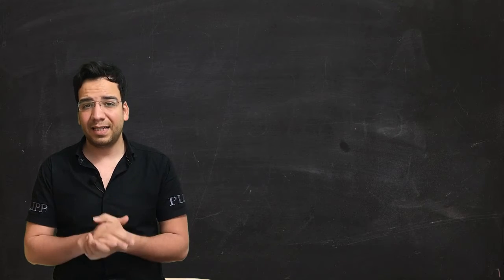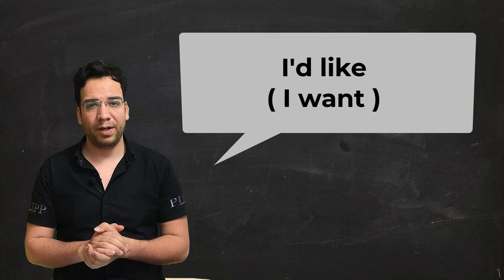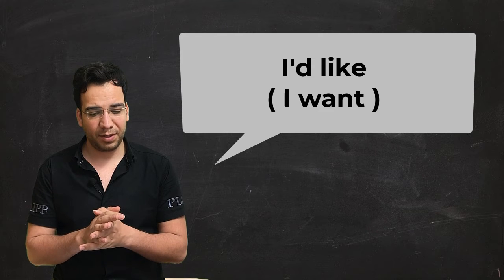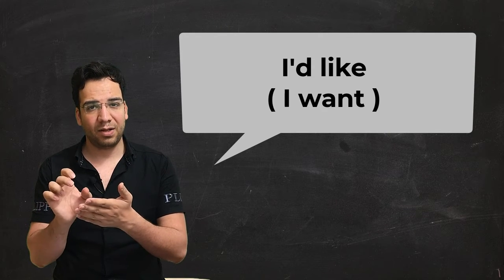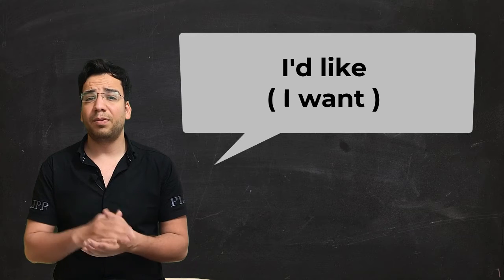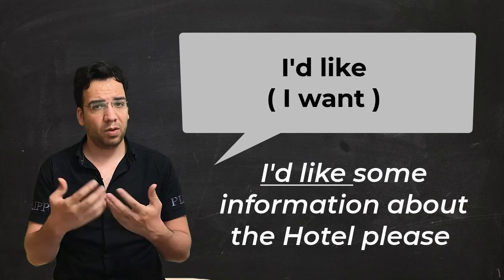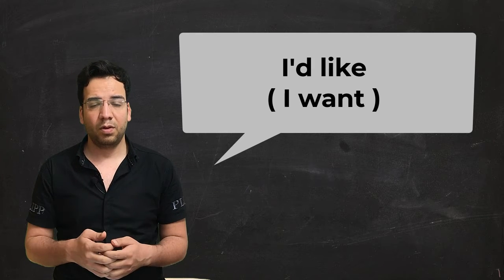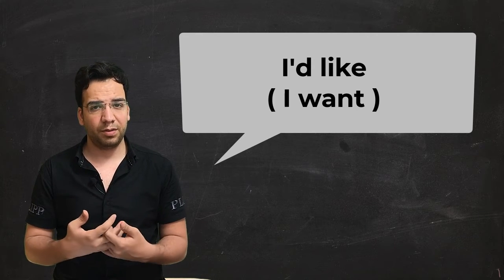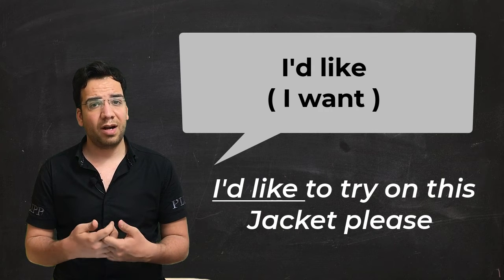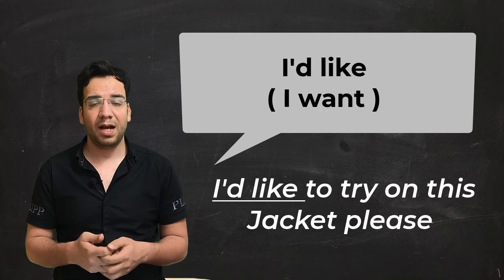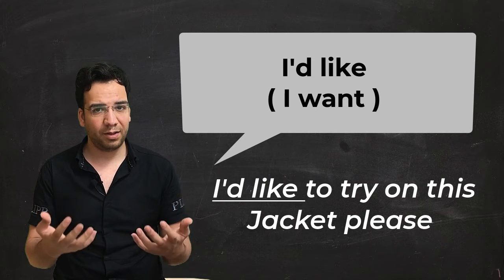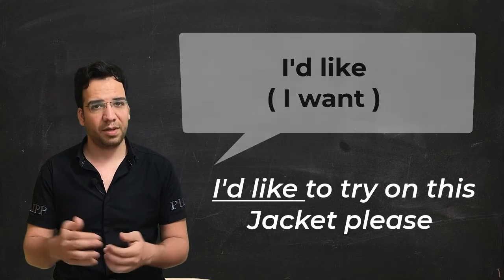And I'd like is a very polite way to answer and to say what you want. So, my dear friends, use I'd like or I would like. For example, I'd like some information about the hotel, please. So this is a very polite way to say that you want something. Or for example, you are in a shop and you say, I'd like to try on this jacket, please. So this is a very polite way to say that you want to do something.